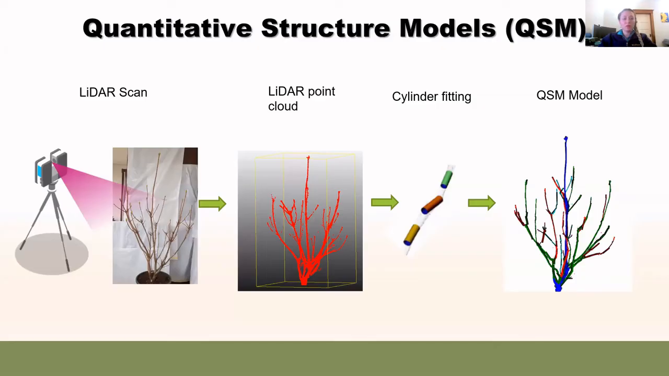So from these point clouds, we can create quantitative structure models. These can be used to extract various architectural traits. These are simply 3-dimensional reconstructions of the objects, in our case shrubs, from the point cloud data. They use geometric primitives, often cylinders, that are fitted to these point clouds to create these models. The scripts that we are using, the algorithms, are optimized and modified from existing algorithms that are available freely. And these models are often refined for trees, so we're trying to test and optimize them for shrubs.